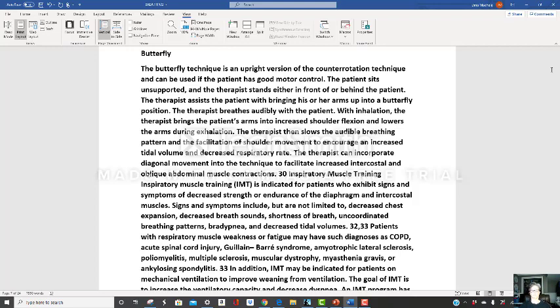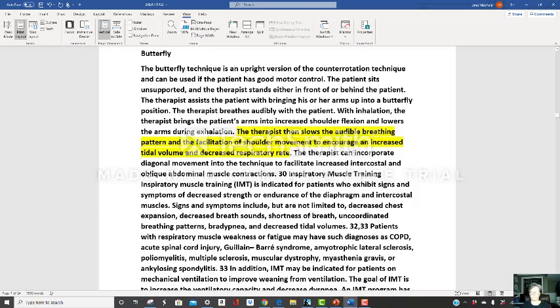The therapist then slows the audible breathing pattern and the facilitation of shoulder movement to encourage an increased tidal volume and decreased respiratory rate. The therapist can incorporate diagonal movement into the technique to facilitate increased intercostal and oblique abdominal muscle contractions. Inspiratory muscle training.